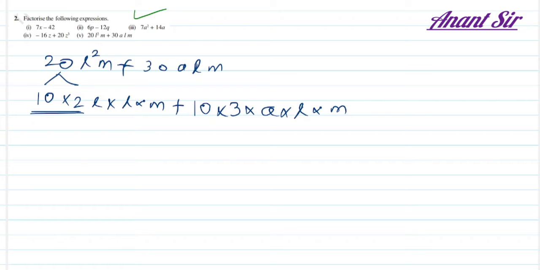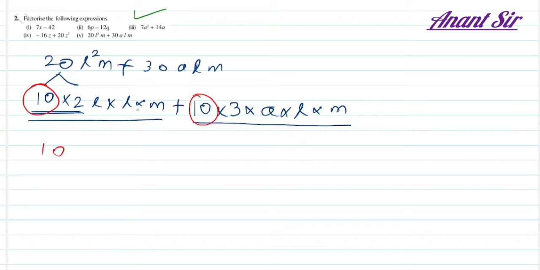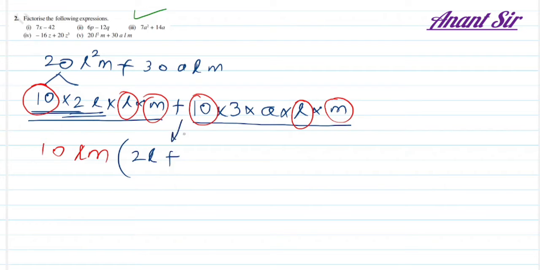So how can we solve this further now? What is common in the two terms? This is the first number, this is the second number. What is common in both? I can take 10 common, so I will write 10 common. Then I can take one L common, I am going to write one L. I can take one M also common, so I am going to write one M here also. Now what remains in the bracket is 2L on the left hand side plus 3A on the right hand side. So this is our final answer, friends, of the question number 5.